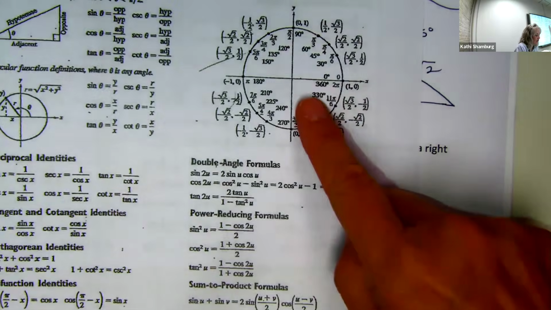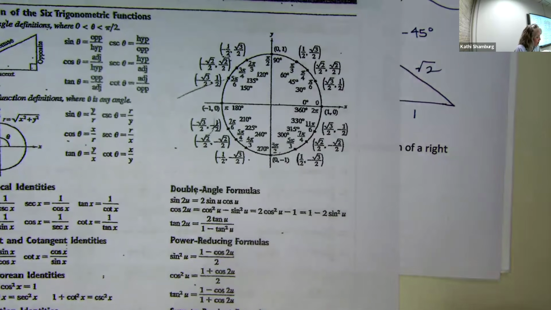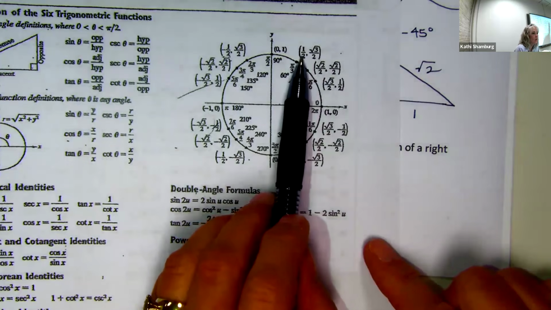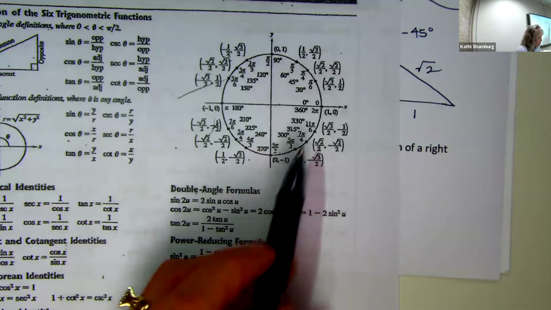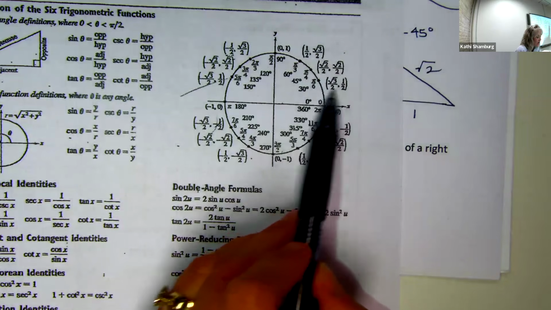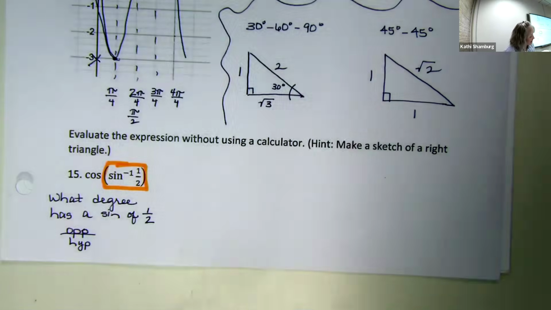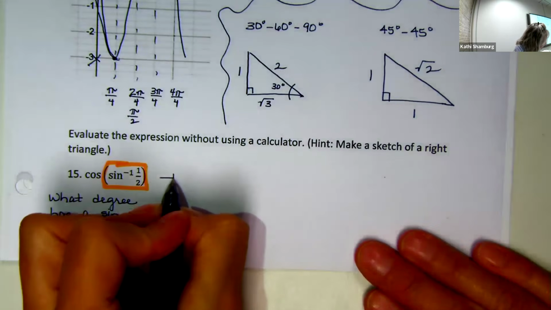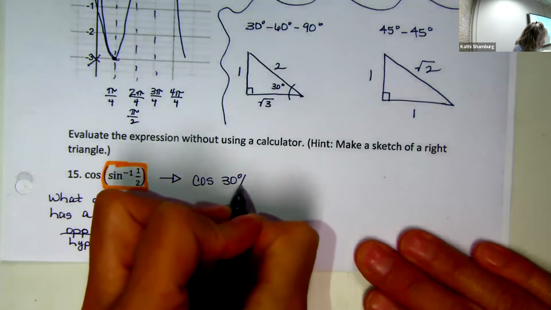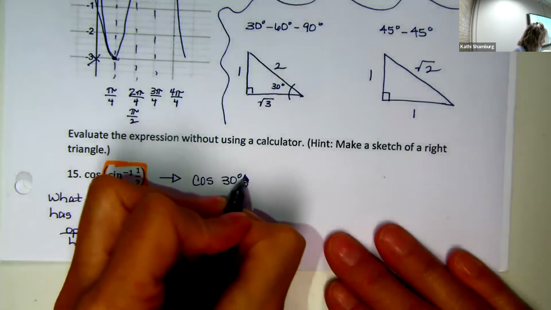We're looking for 1/2. It's in the first quadrant, so we are looking for sine. Am I looking at the x coordinate or the y coordinate? The y coordinate. Here's your y coordinate of 1/2, which is pi over 6 or 30 degrees. So technically what this is saying is I want to know the cosine of 30 degrees.